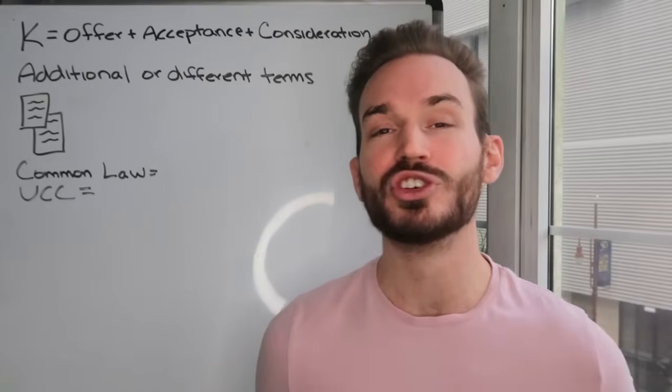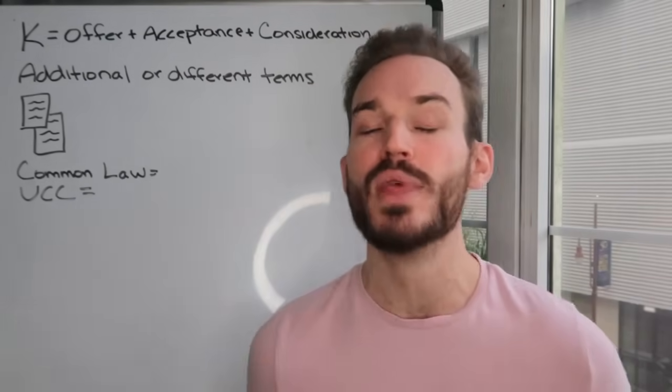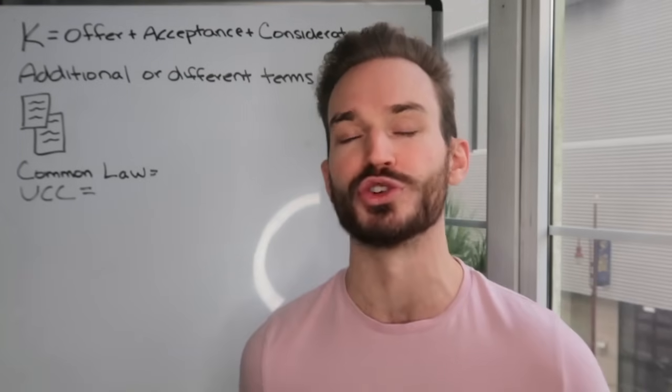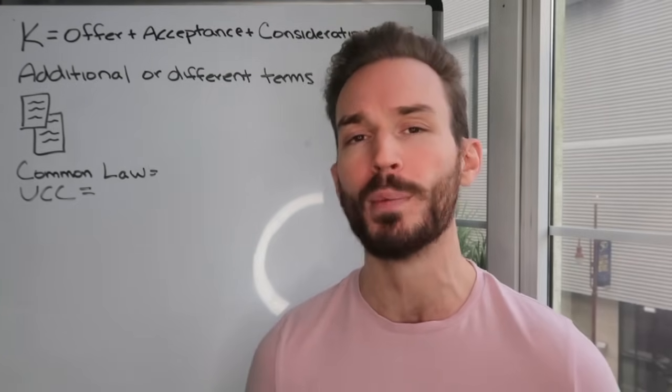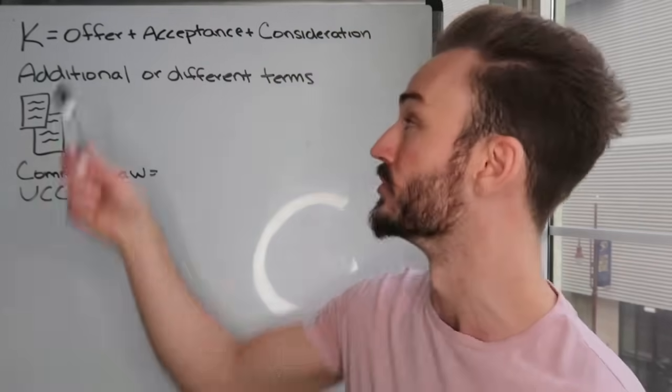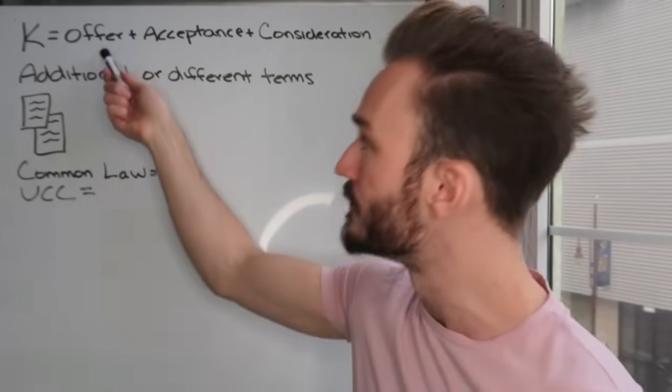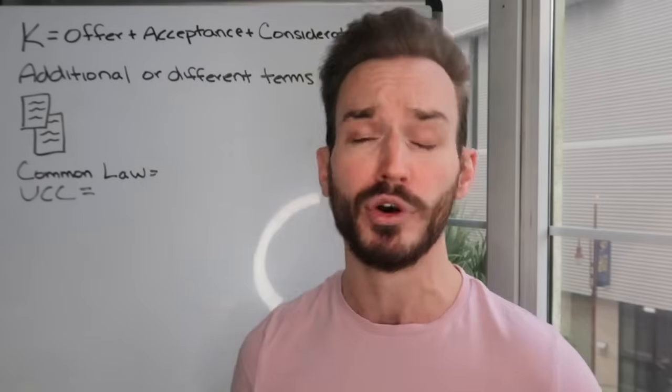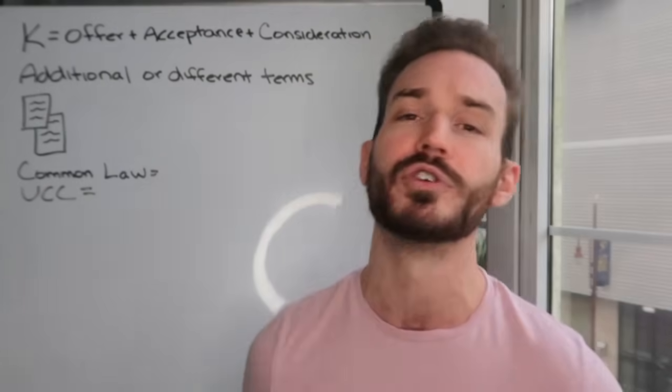How do you analyze UCC 2-207 and the mirror image rule on a contracts essay question? Remember, to form a traditional enforceable contract, there are three requirements: offer, acceptance, and consideration. And thus far in our contract law videos, we've been talking about offer and acceptance, how a valid offer is formed and how that offer is accepted.